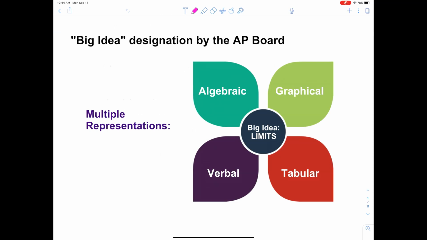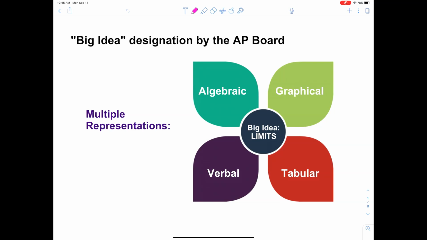This idea of a limit is one of the three big ideas as designated by the AP board. You may have noticed on the syllabus I added a fourth. That's just me, that's not the AP board. But whenever we introduce a big idea from the AP board, it's going to be really important because generally, they only listed three big ideas for the entirety of the course.